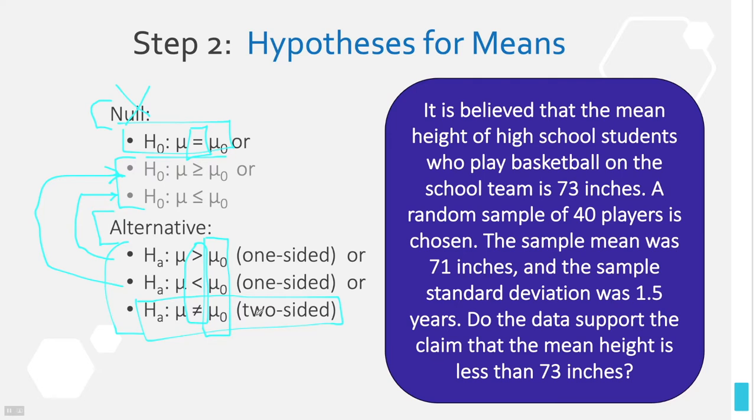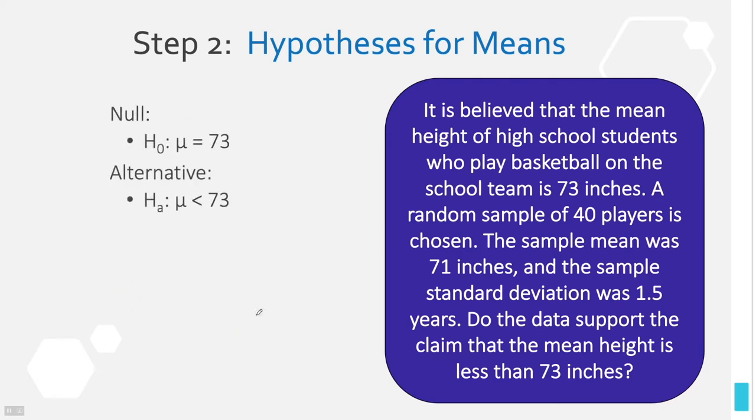Okay, hopefully you've paused, and this is what I've come up with. And I come up with the alternative first here too, even if I'm reading a problem, because oftentimes the last sentence will just tell you the alternative hypothesis in words. So do the data support the claim that the mean, that's mu, height is less than, that's our less than symbol, and so that tells us we need to be using the less than symbol, and 73 inches.